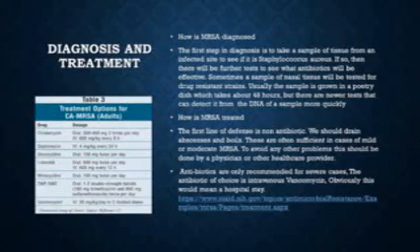How is MRSA treated? The first line of defense is non-antibiotic. Generally, this means draining abscesses and boils. This is often sufficient in cases of mild or moderate MRSA. To avoid any other problems, this should be done by a physician or other healthcare provider. Antibiotics are only recommended for severe cases. The antibiotic of choice is intravenous vancomycin. Obviously, this would mean a hospital stay.